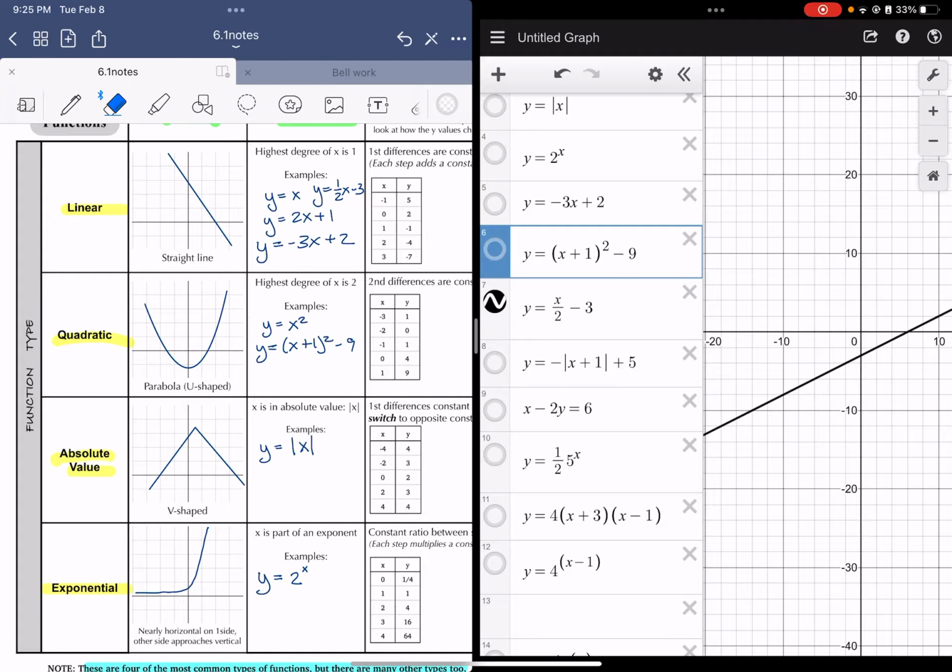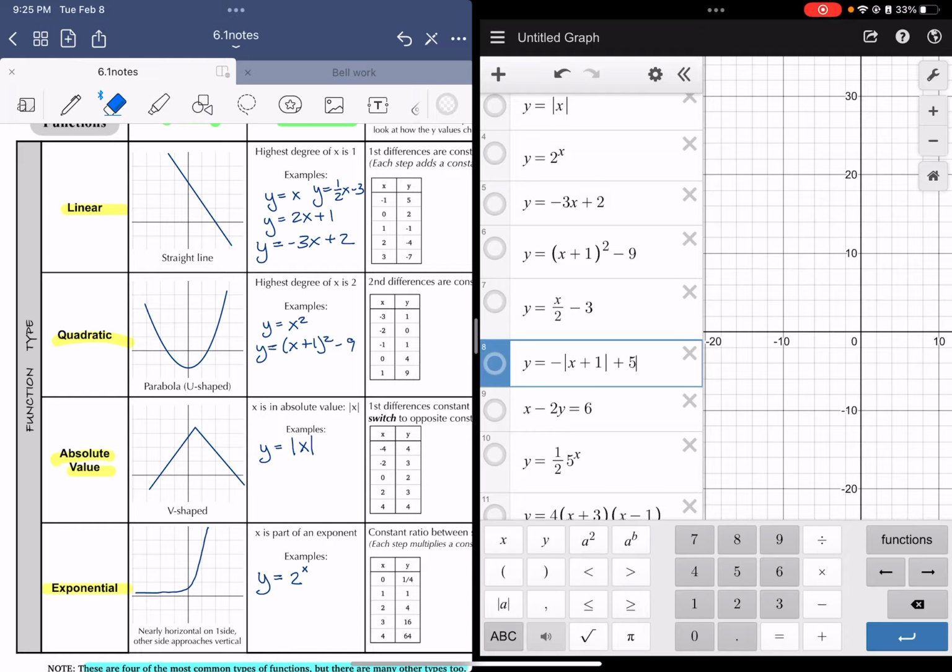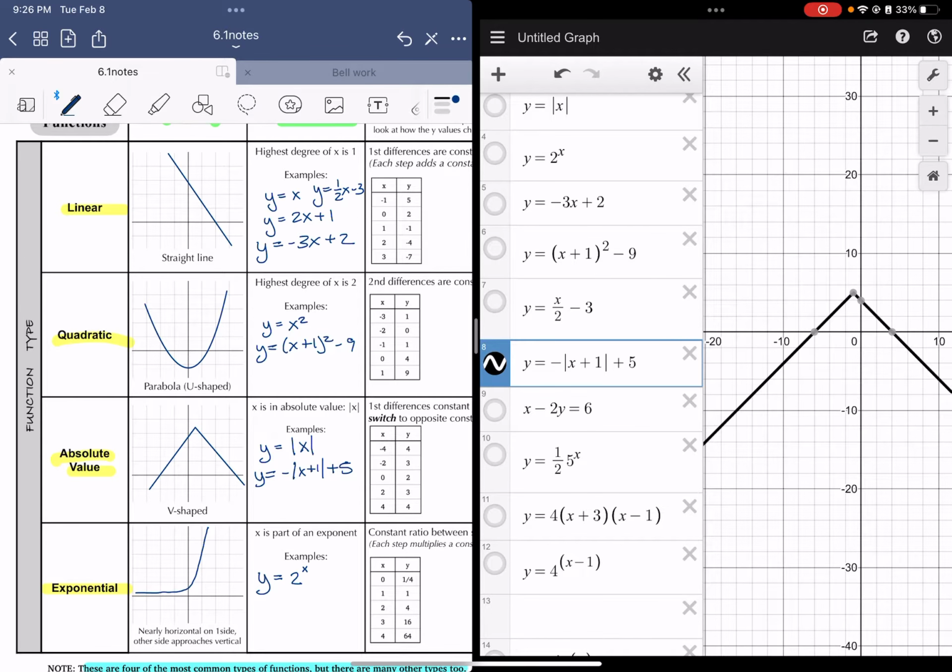Okay. Next one, this one right here. So y equals negative absolute value of x plus 1 and then plus 5. The dead giveaway there obviously is the absolute value sign. So go ahead and put that one in your absolute value example box. They're pretty easy to spot because of those absolute value symbols. And then let's see what that looks like in the graph. It looks very similar to what we drew, an upside down V, and it's upside down because it has the negative in front of it.